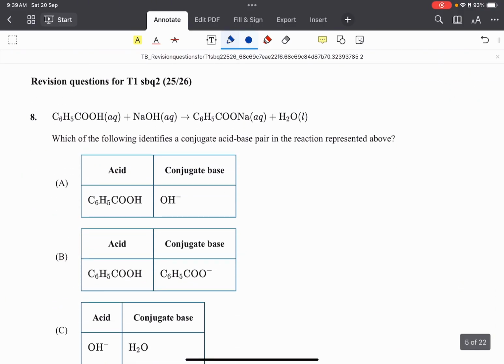I have an acid, an organic acid. Look, it has COOH, and this is the acidic proton in it. I have a base, Na. I'm not interested in it. I'm interested in OH minus. I'll get C6H5COO minus and H2O, which identifies the conjugate acid-base pair in the reaction above.